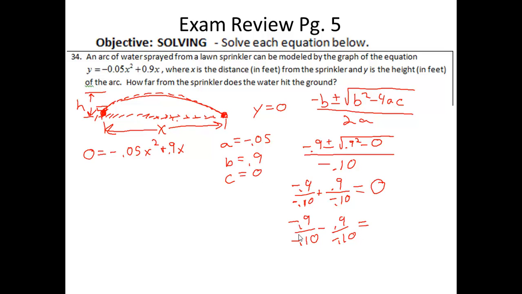So this is going to be -0.9 divided by -0.1, which is, again, 9. And we're going to be minusing -9, and that is going to be equal to 18. So the sprinkler is going to shoot the water out and it's going to hit the ground again after it flies through the air 18 feet.